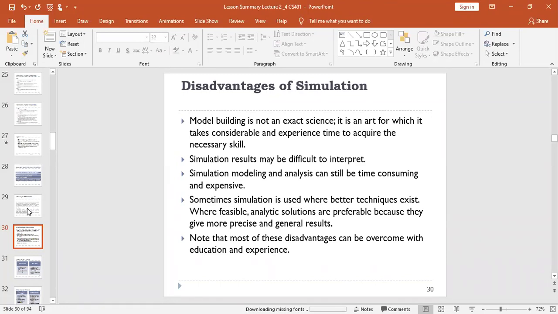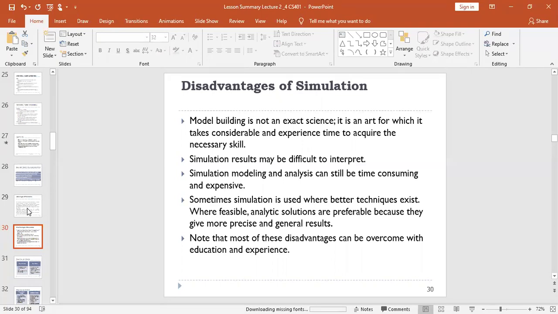Okay, if you are not trained medical personnel, you only see those graphs just going like that, but you really don't understand what they mean. Okay, simulation models and analysis can be time consuming and expensive.